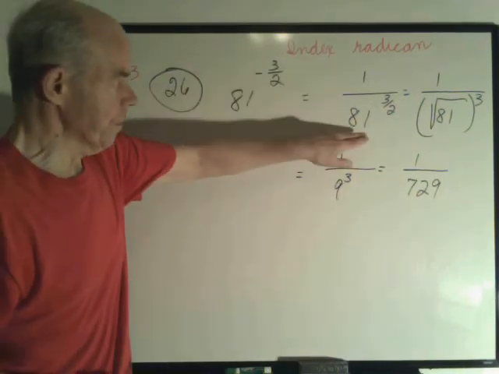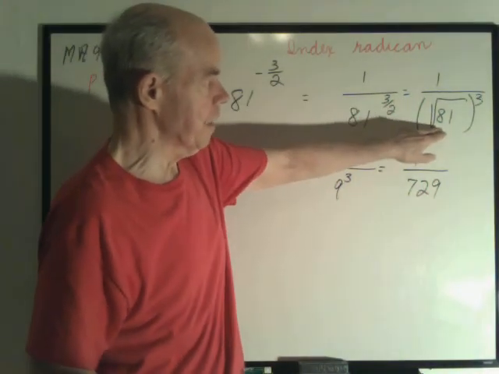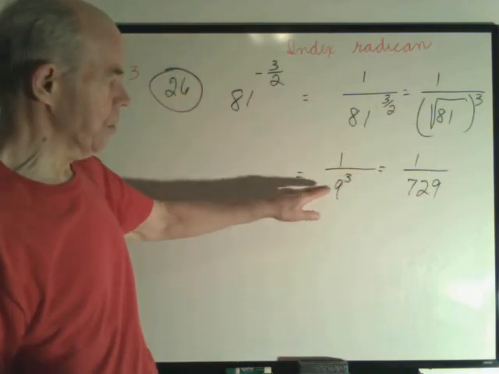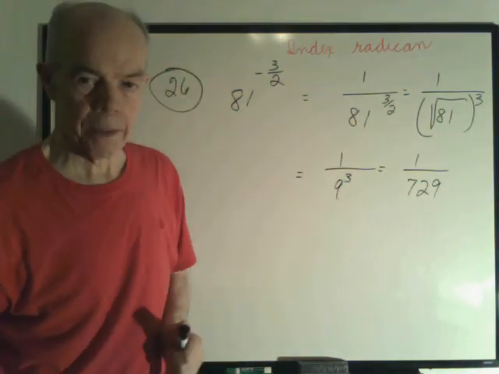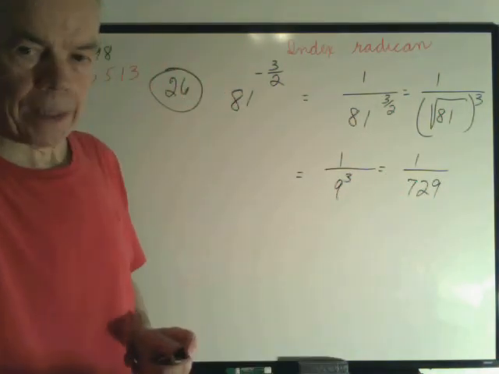All right, so it gets written in the denominator. You take the square root of 81. The square root of 81 is going to be 9 raised to the 3rd power. It'll be 1 over 729.